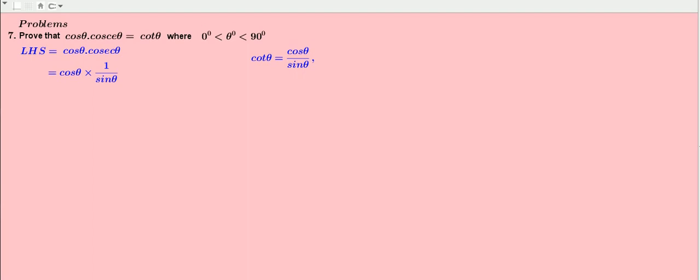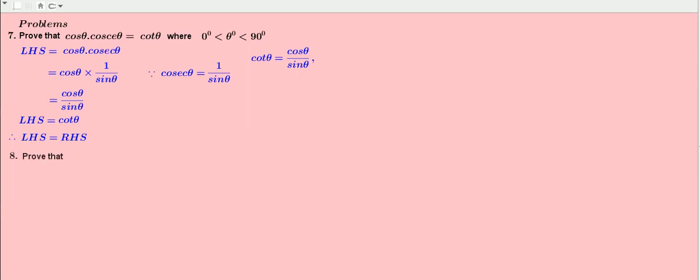LHS equal to cos theta into 1 by sin theta, because cosecant theta is equal to 1 by sin theta. Therefore, LHS equal to cos theta by sin theta, because cos theta into 1 is equal to cos theta. In denominator, we have sin theta. Therefore, LHS equal to cot theta. That implies LHS equal to RHS.